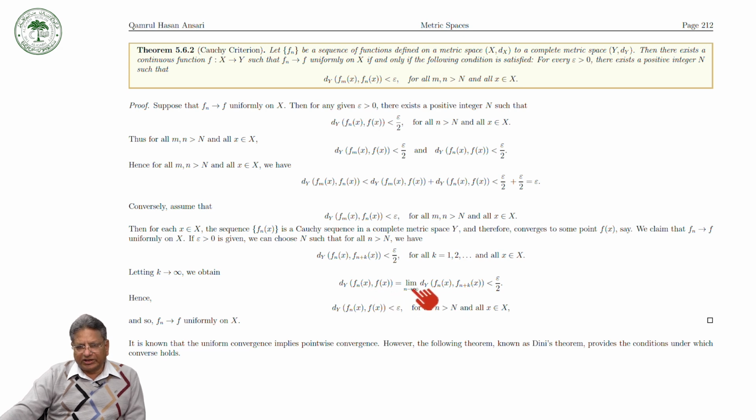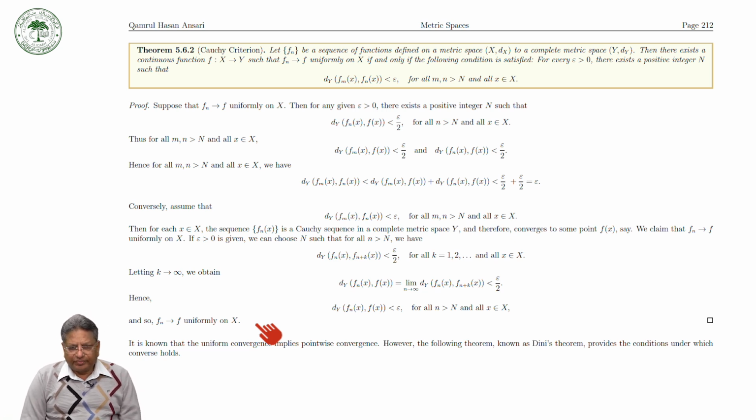So as k approaches infinity, this is equal to the limit of this one. Because you can take the limit inside, since this function d_Y is continuous, you can write it like this one, but this is less than epsilon by 2, and therefore we can say that this is less than epsilon for all n greater than N and all x in X. Hence F_n converges to f uniformly on X. Okay, this is the proof.